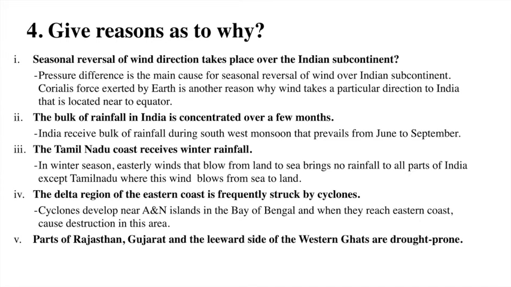Whereas the leeward side of the Western Ghats is also drought prone, because leeward side means the rain shadow region of the Western Ghats. There is lesser rainfall in this region, because the windward side of the Western Ghats receives a lot of rainfall, as it obstructs the flow of the southwest monsoon and brings rainfall to the windward side. Whereas the leeward side doesn't get such moisture-laden winds, and they are drought prone.